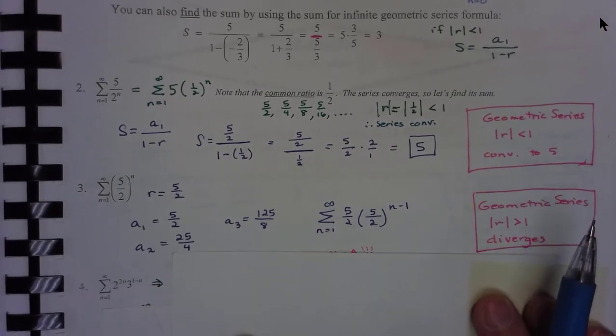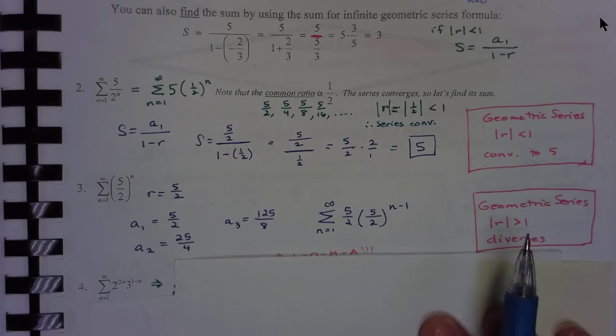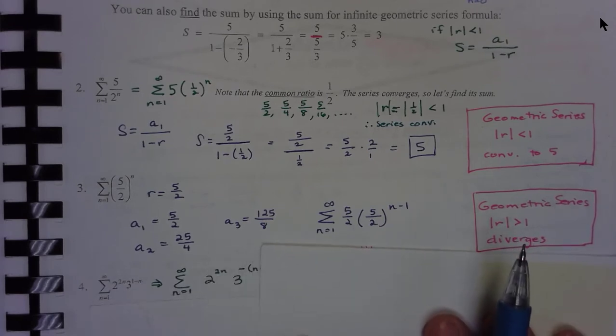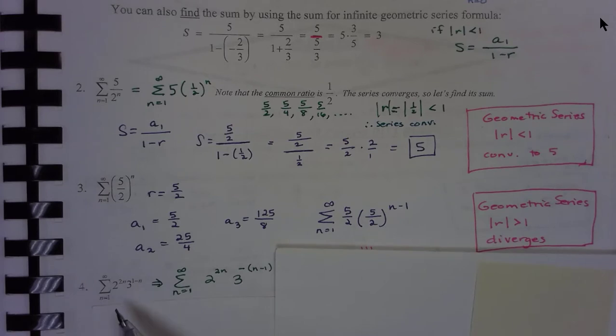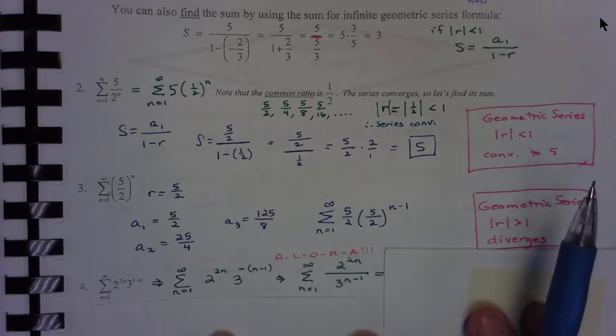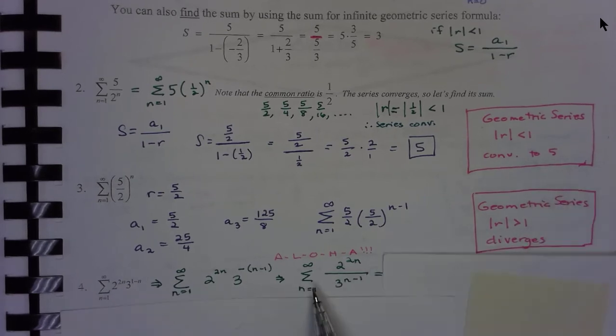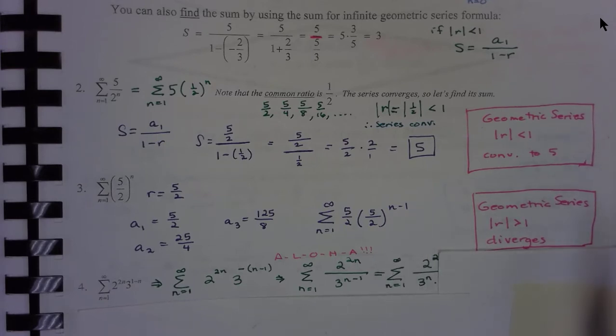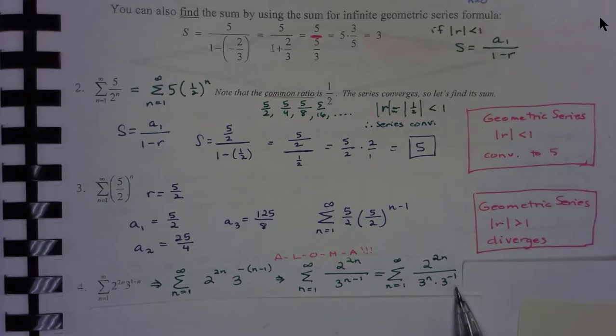Oh, this one looks very, very tricky, and it is. So let's think of this as 2 to the 2n times 3 to the, let's switch that order, the opposite of n minus 1. Now we have some algebra going on here. Notice that that negative exponent is going to put this down here. Now, what does 3 to the n minus 1 mean? It means 3 to the n times 3 to the negative 1.